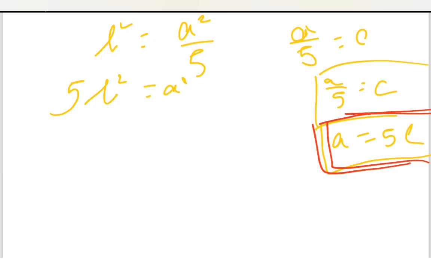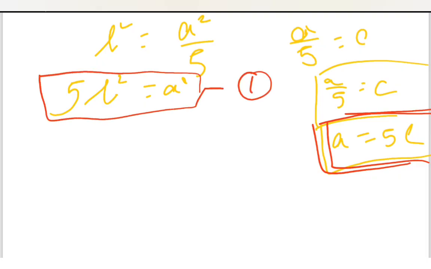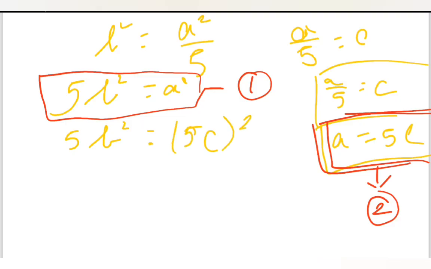And now, okay, I'm just marking it. This is the first equation we got. This is the second equation. Okay, so now we are applying the value A is equal to 5C in the place of A square. So (5C) the whole square, since it is A square, we are squaring. So 5b square is equal to 25c square.